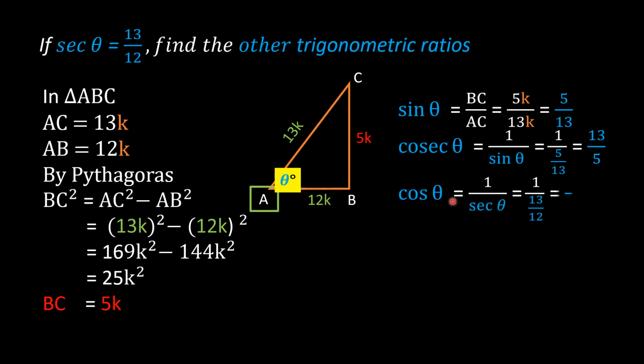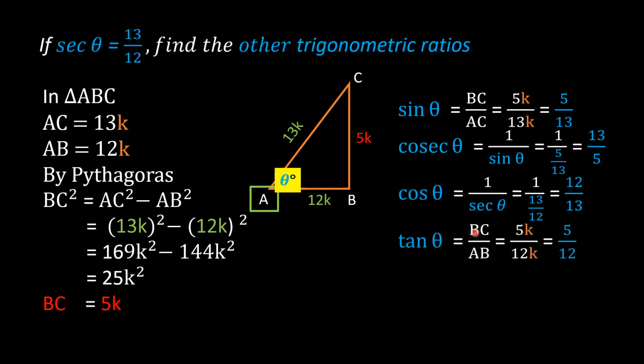Cos theta and sec theta are reciprocals of each other. So we write cos theta equals 1 divided by sec theta. Sec theta is 13 divided by 12, which equals 12 divided by 13. So cos theta is 12 divided by 13.